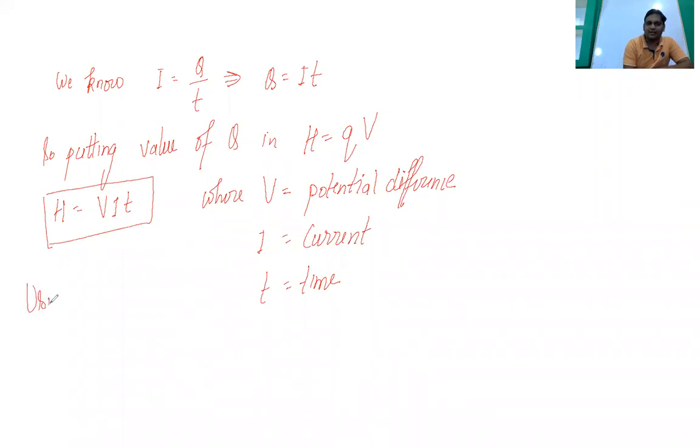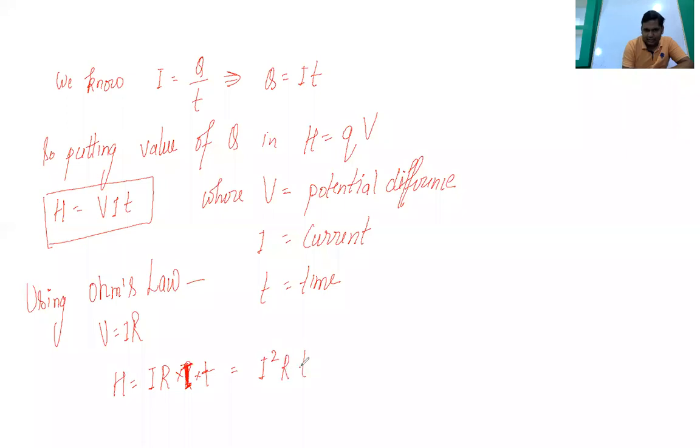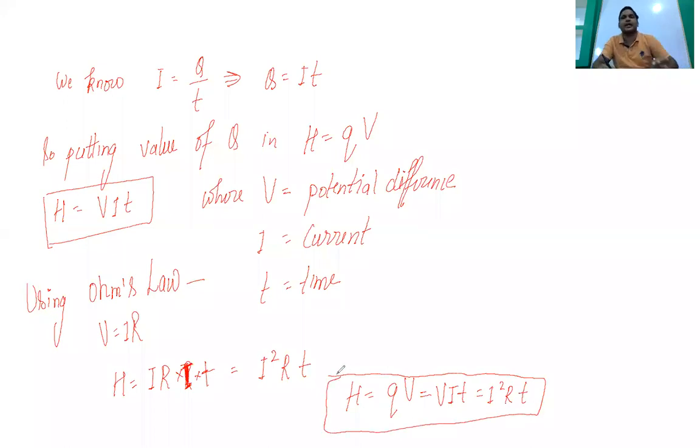So using Ohm's law, V is equal to I into R. We can put the value of V in this equation, so it will be I into R into I into T. It will become I square R T. So from here you can write two formulas: one is heat equal to Q into V, that is VIT, and another is I square R T. This is the formula for heat produced in a conductor when current flows from one end to the other end.